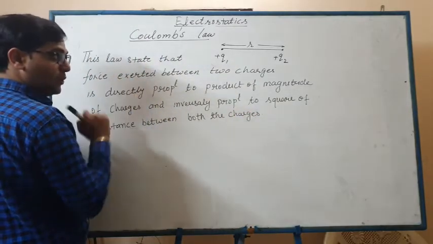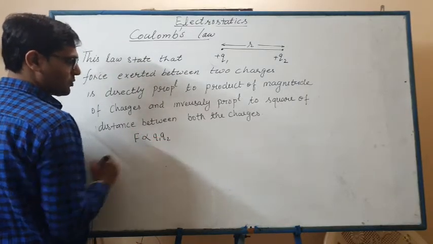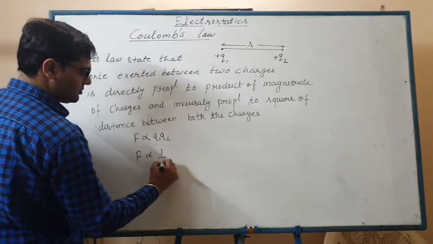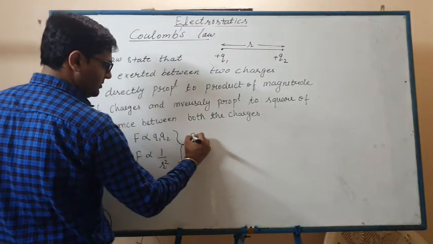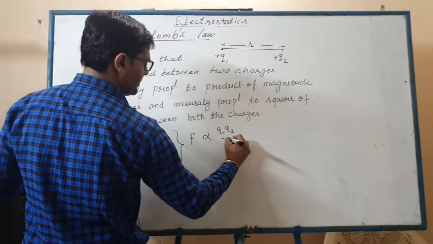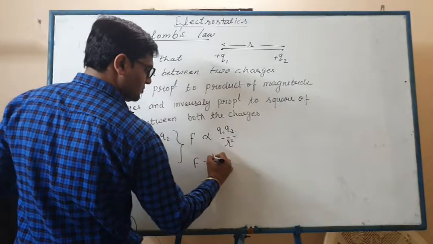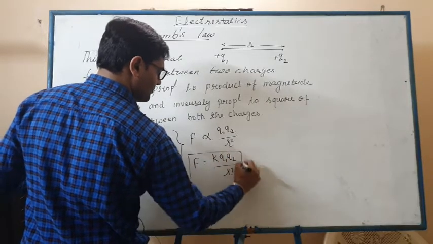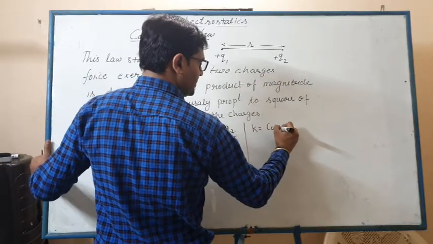So mathematically we can write that F is directly proportional to the product of these two charges and inversely proportional to the square of the distance between these two. On combining, we will be having Q1 Q2 divided by R square, or F is equal to K Q1 Q2 divided by R square. What is K? K is the constant of proportionality.